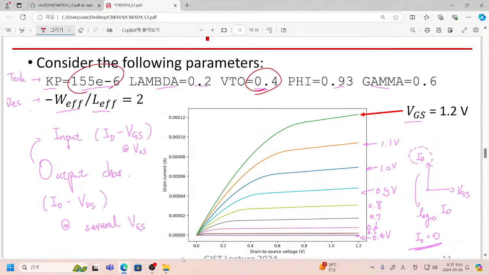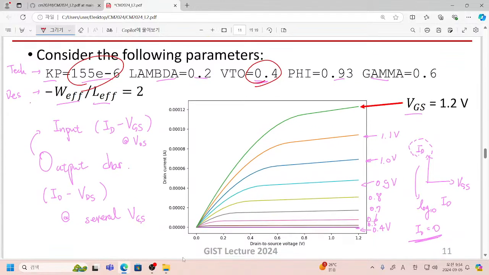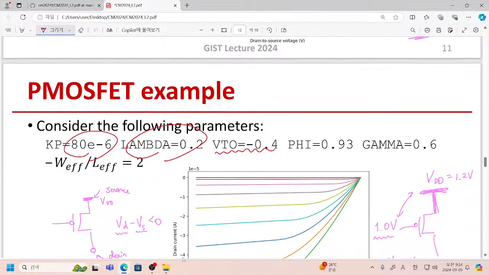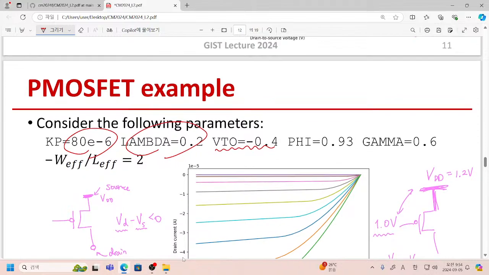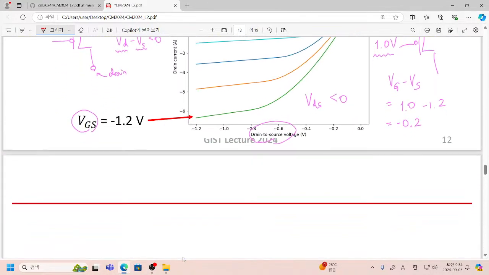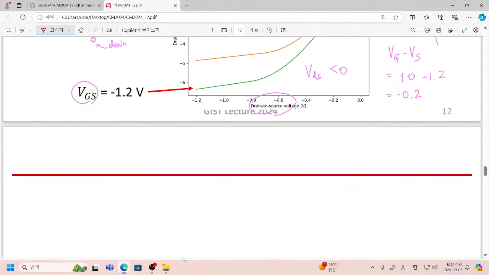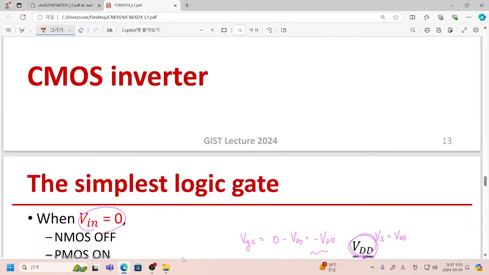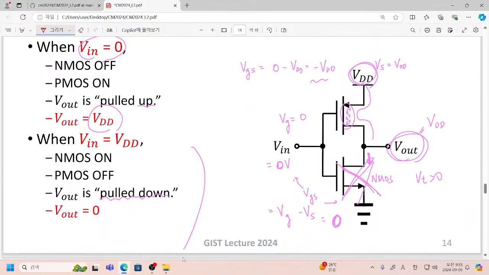The Kp value for the NMOSFET is much higher than that for our PMOSFET, but that corresponds to the reality of our old technology. Nowadays, it's not the case. Nowadays, sometimes the PMOSFET outperforms the NMOSFET even when we have the same sizes, but for a while, let's just consider this older technology.